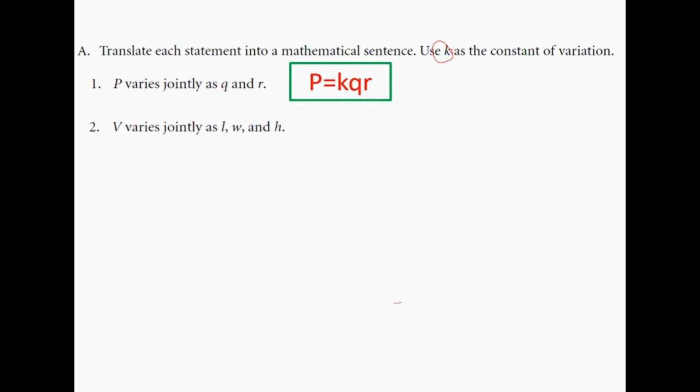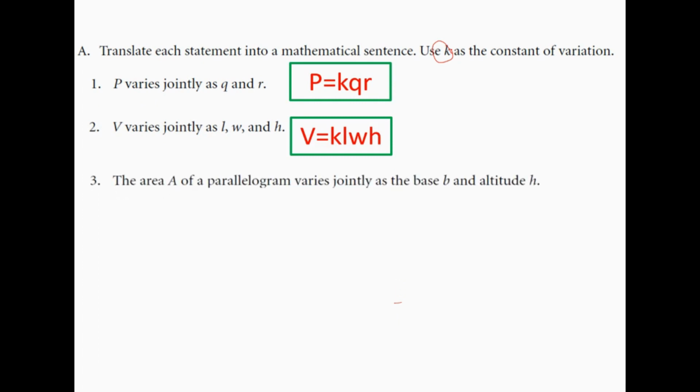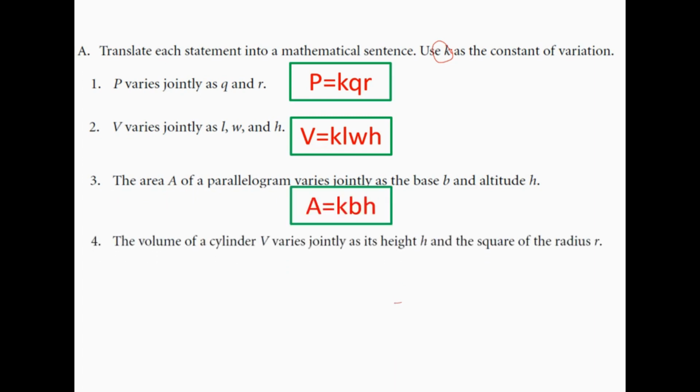Then next, V varies jointly as L, W, and H. Okay, so V equals K, L, W, H. Then next, the area A of a parallelogram varies jointly as the base B and altitude H. So we have A equals KBH. Next, the volume of a cylinder V varies jointly as its height H and the square of the radius R. So we have V equals KHR squared.